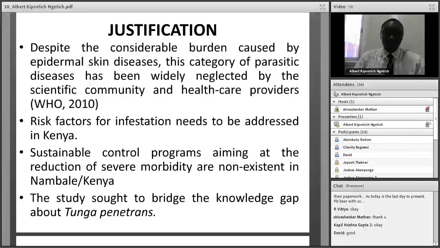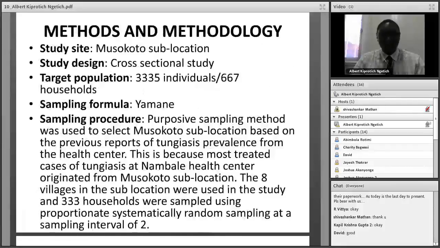And in my methods and methodology, the study site is Musokoto Sub-Location. It is going to be a cross-sectional study, and we are going to use 667 households. So the sampling procedure was that a purposive sampling method was used to select Musokoto Sub-Location based on the previous reports of Tungiasis prevalence from the health center. And this is because most treated cases at Nambale Health Center originated from this sub-location.